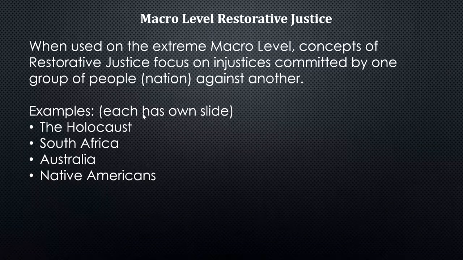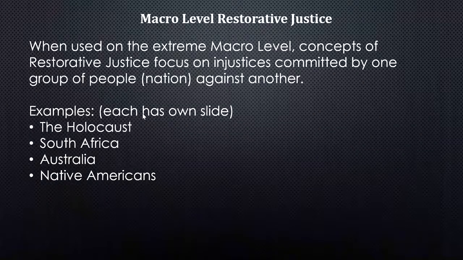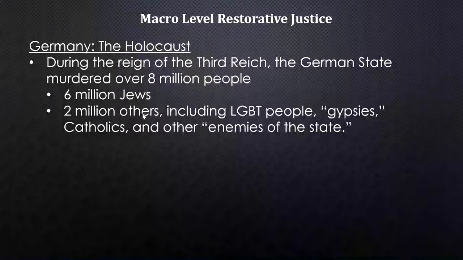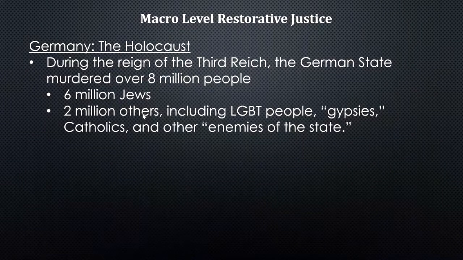Later on in this lecture, I actually focus on people of African descent, because we don't talk about restorative justice regarding Black people very often in our society, so I thought I would touch on that. So, the Holocaust. During the reign of the Third Reich in Nazi Germany, the German state murdered over 8 million people, and 6 million of those people were Jewish.